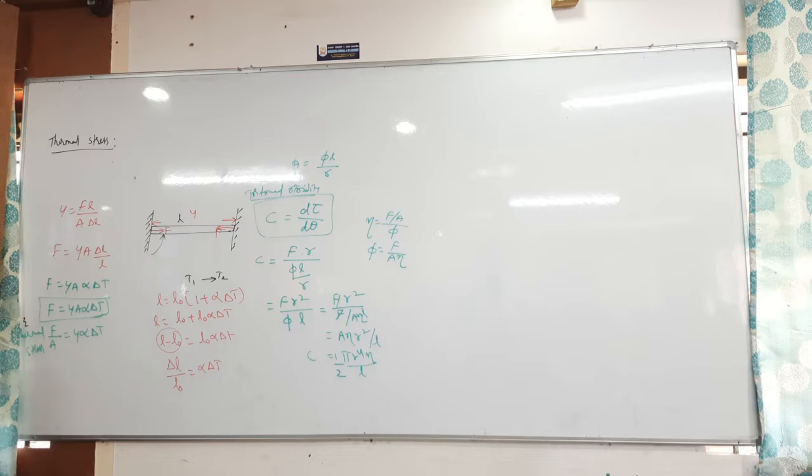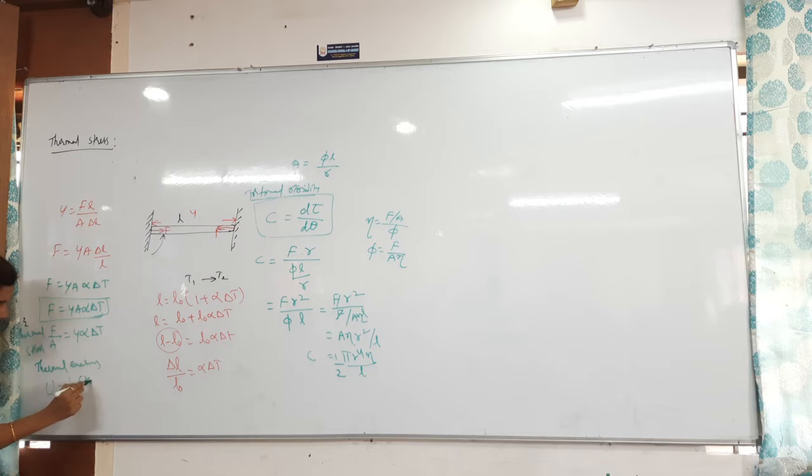Now tell me, what is the thermal energy? Energy formula is what? U is equal to half into, don't go for the other energies, I am not asking about other energies. In this, I am asking only about potential energy. Half into stress square by Y. So the thermal energy UT is equal to half into stress square. What is the stress here? Y alpha delta T.